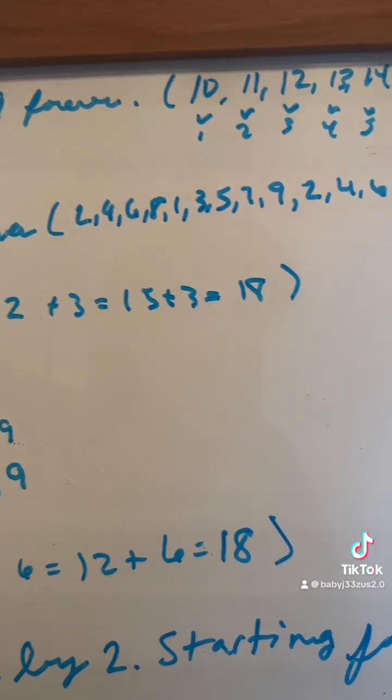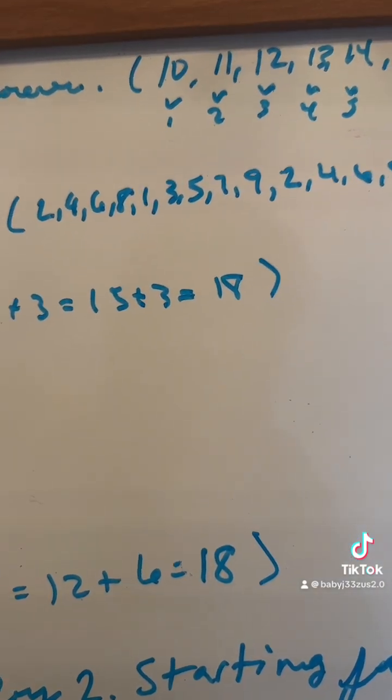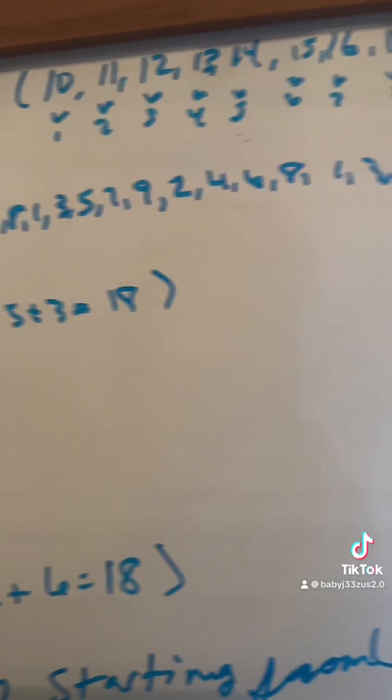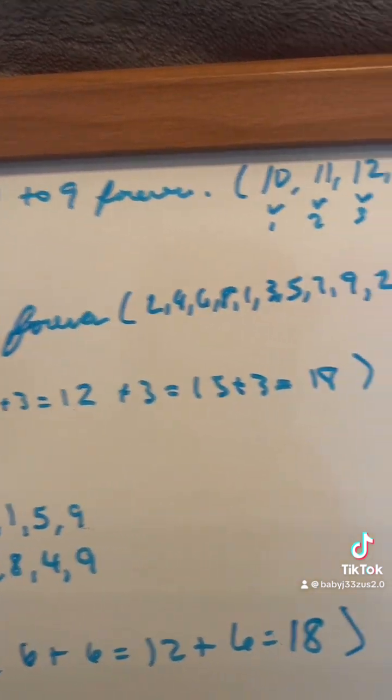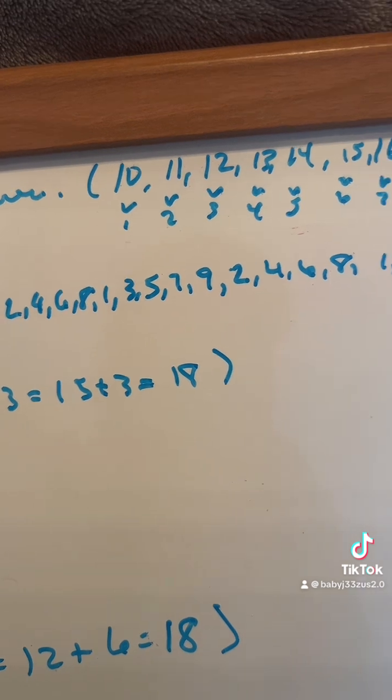And then, of course, 2, you just count up by 2 forever: 2, 4, 6, 8. And then it gets to the odd numbers, 1, 3, 5, 7, 9. And then it's just that repeated. And then, of course, 1, you just count up 1 through 9 forever. So, for example, you start from 10.